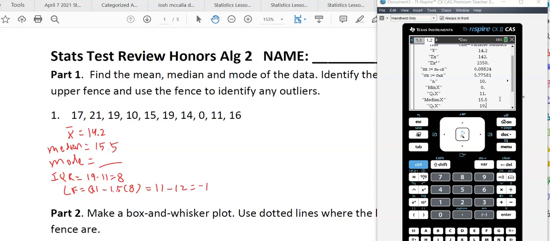There's no outliers on the lower end, although that's close. Upper fence is Q3 plus 1.5 IQRs. So Q3 is 19, plus 12 is 20, that's 31. Don't think we have any outliers, so no outliers. There's nothing bigger than 31 or less than -1.